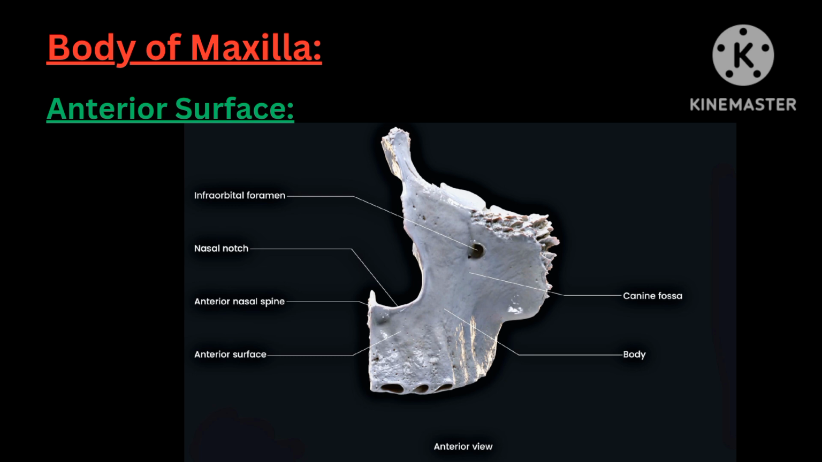The infraorbital foramen is an opening on the anterior aspect of the maxilla located below the infraorbital margin. It is the outer opening of the infraorbital canal that serves as the passage for the infraorbital nerve, which is a branch of the maxillary nerve, accompanied by the infraorbital artery and vein. The canine fossa is a depressed area on the anterior surface of the body located below the infraorbital foramen. The canine fossa is the origin site of the levator anguli oris muscle.